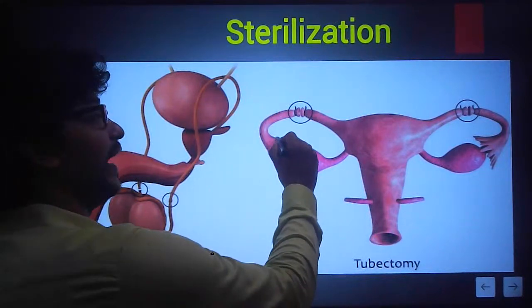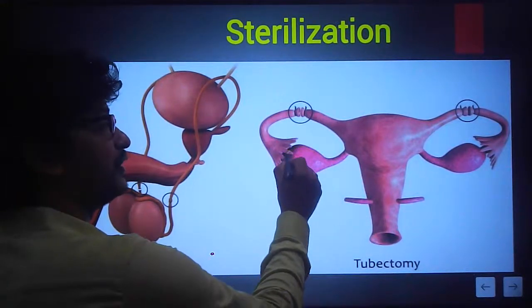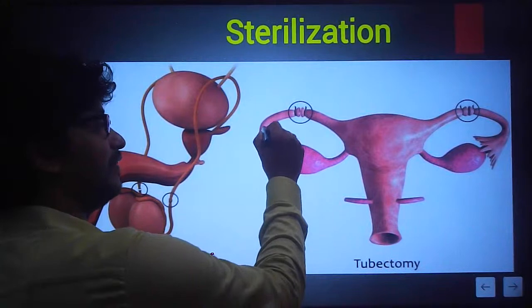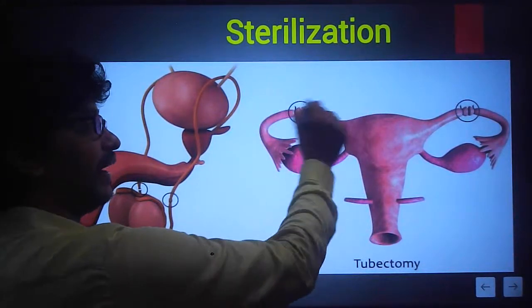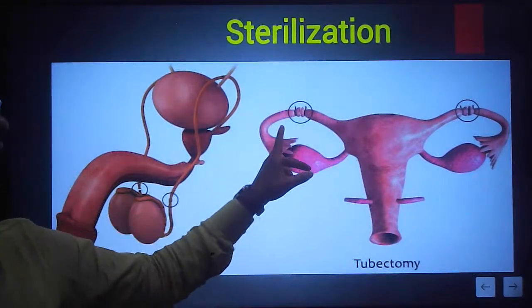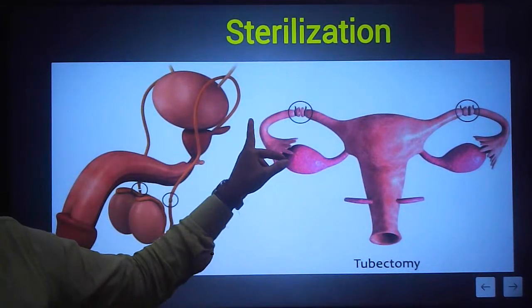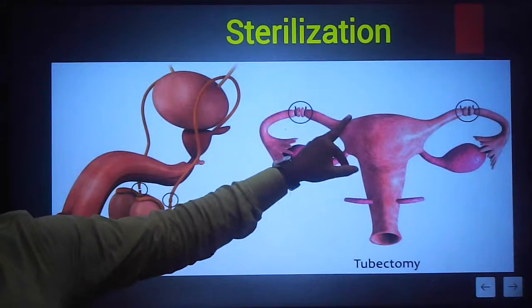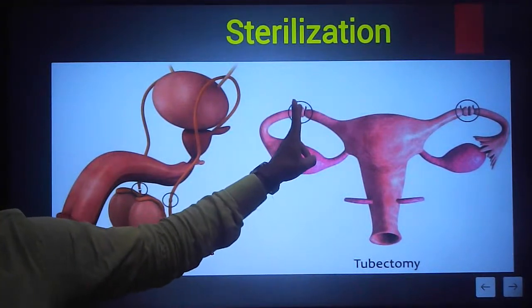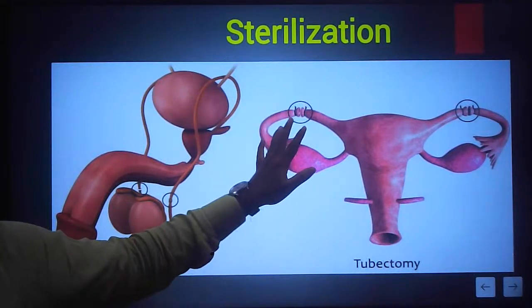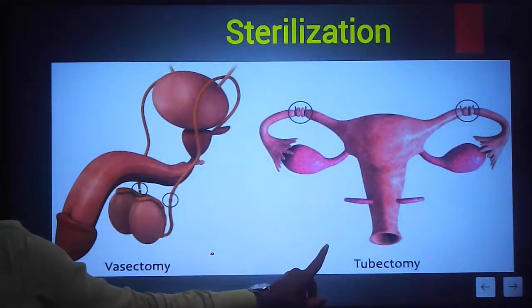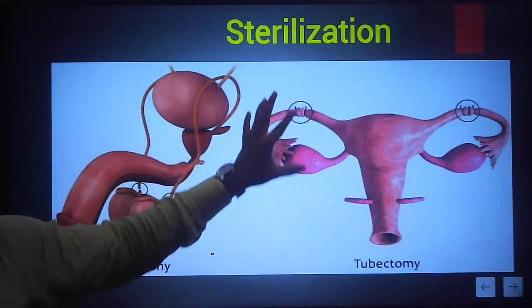The ovary produces an egg, and the egg would normally come through here. Since we cut this passage, there should not be any continuity here. The sperms cannot get inside, and the ovum cannot come through after this. So we cut the fallopian tube and tie it. This is also a small procedure in the case of females.